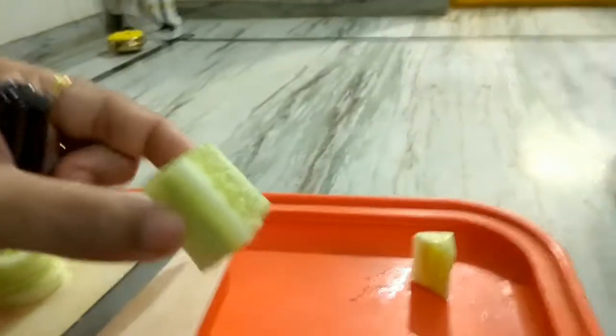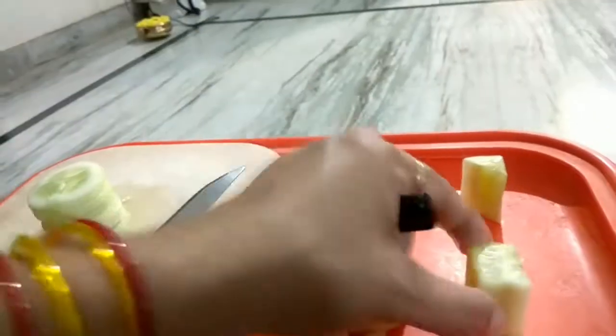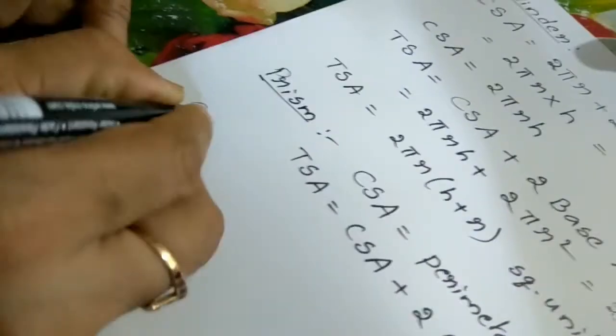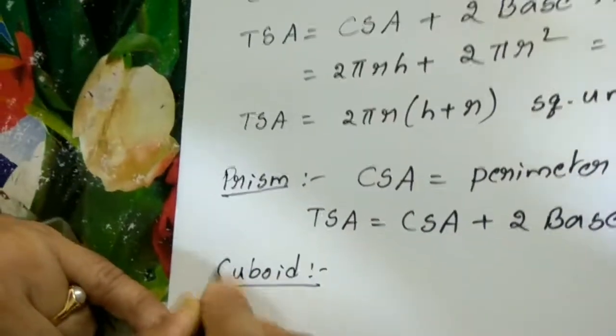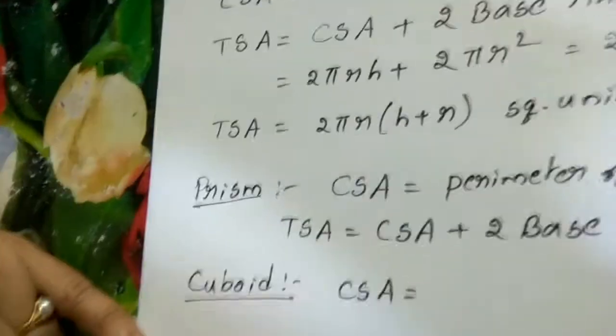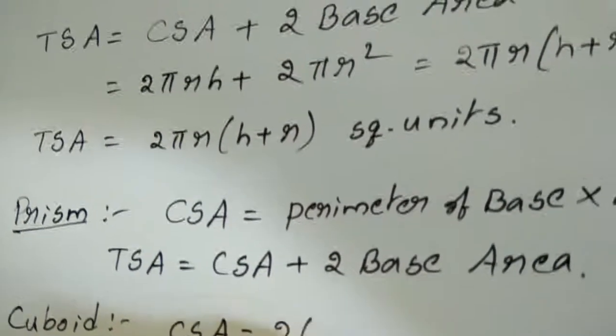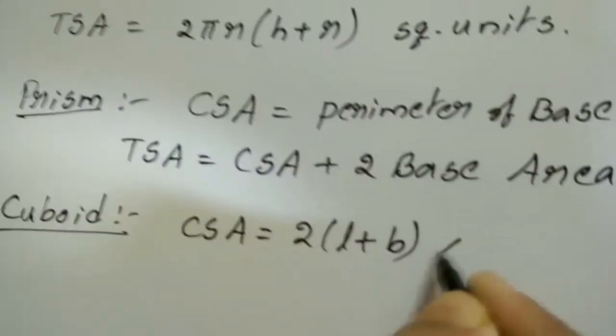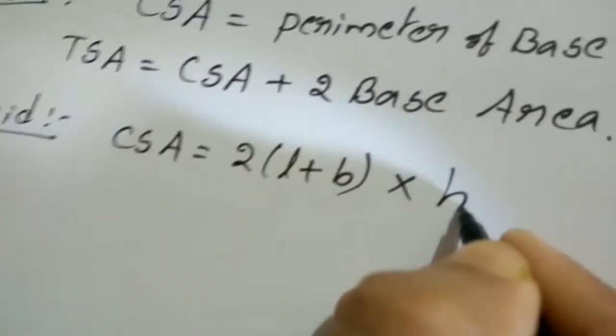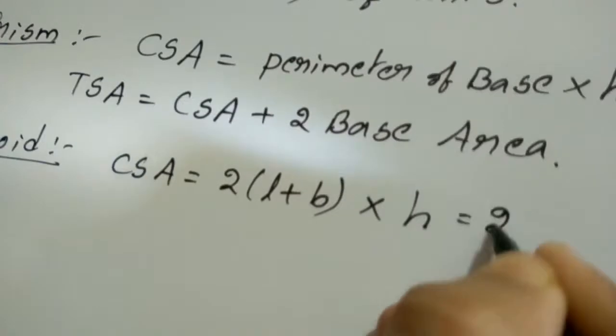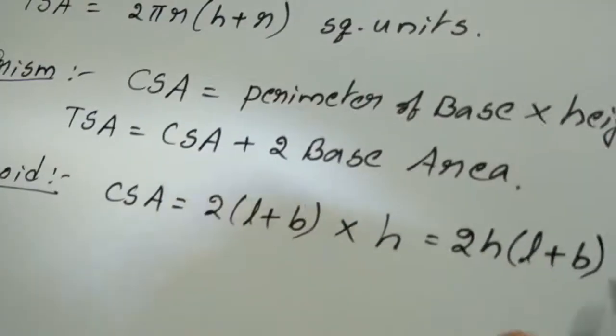Now when we talk about the cuboid, the rectangular prism, let's look into this. How do we get it for a cuboid? CSA: what is the base perimeter of a rectangle? 2 into (L plus B). The perimeter of a rectangle is 2 into (L plus B), into height. We have taken it for a certain height, h units. So this gives you 2h into (L plus B) square units.